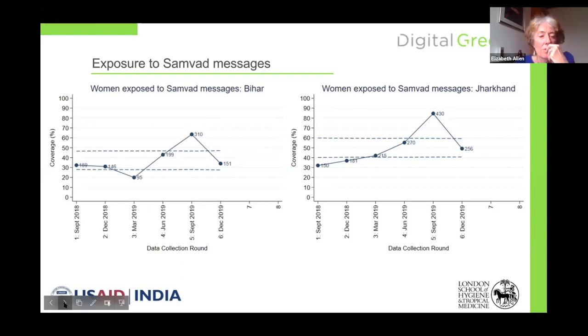After that, we could see that there was a consistently increasing pattern in exposure to Samvad messages. And then in the last round in December, there was another drop back to closer to where we started. And funnily enough, we observed a very similar pattern in Jharkhand, where the exposure goes up quite a lot by the round in September and drops down again in December. Next slide, please.